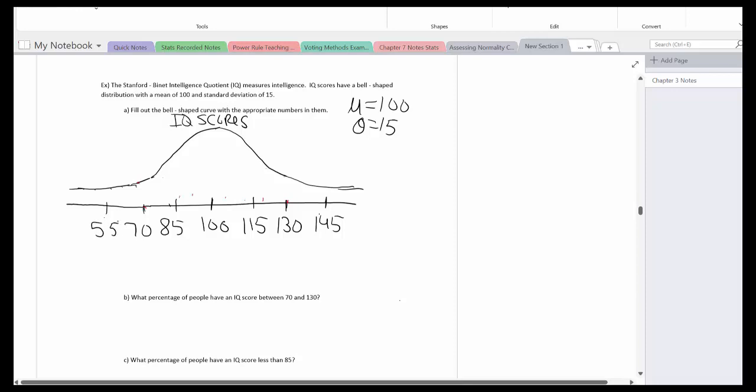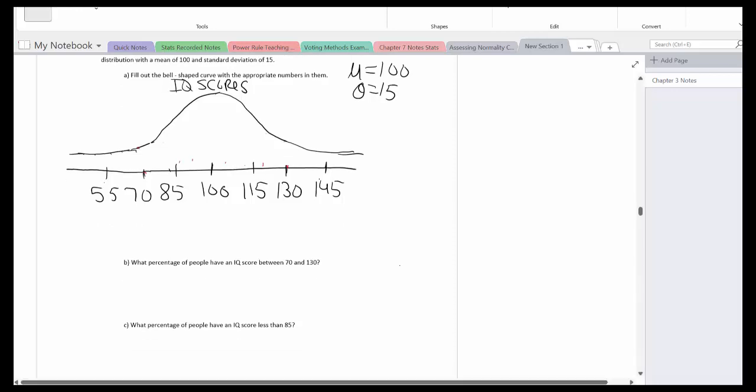So now that we have the bell-shaped curve with the appropriate numbers, let's answer some other questions. So what percentage of people have an IQ score between 70 and 130? So here's 70, here's 130. That is 2 standard deviations on both sides of the mean, so we know that's going to be 95% of the data.